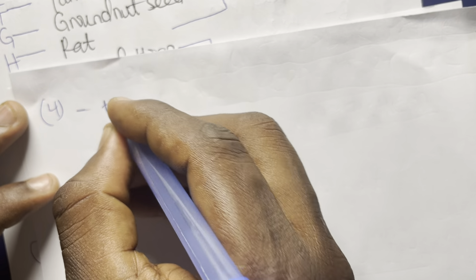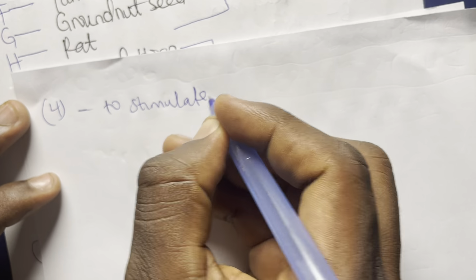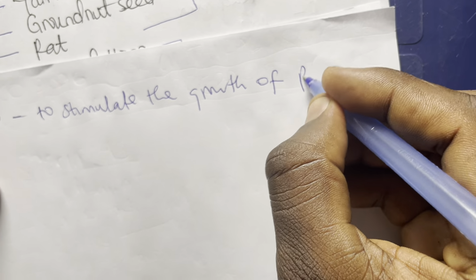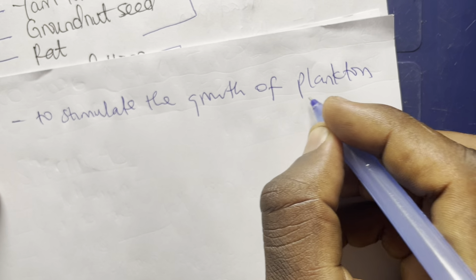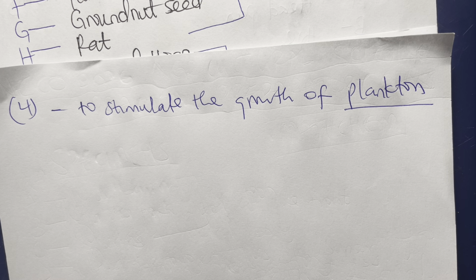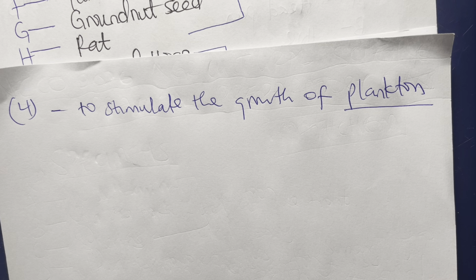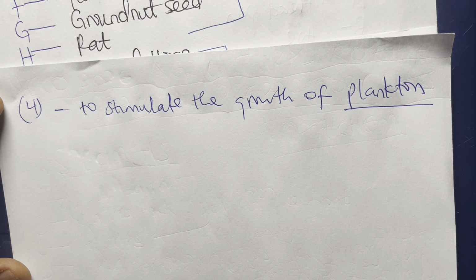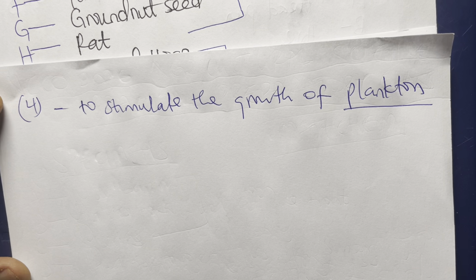Another thing they can ask you is to give one reason for the application of specimen D in the fish pond. One of the reasons is that it is used to stimulate the growth of plankton. I call this plankton, though some people pronounce it differently. These are all the small plants that are always found inside the water.